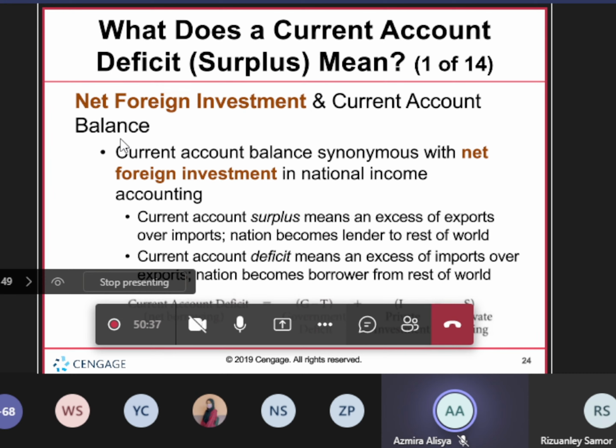Total export is export of goods, merchandise, same thing, okay? Do not get confused. Goods, merchandise, same thing. So current account surplus means excess of export of goods and services over imports of goods and services. The nation becomes a lender to the rest of the world. Current account deficit, on the other hand, means an excess of imports of goods and services over export of goods and services. So the nation becomes a borrower from the rest of the world.